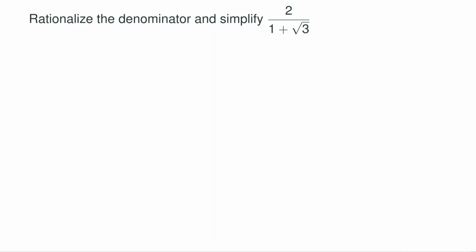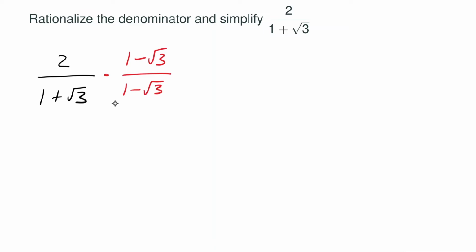Rationalize the denominator and simplify. In this expression, the denominator is not a rational number because of the square root of 3. So what we can do is, let me rewrite the expression first. We multiply by 1 minus square root 3 over 1 minus square root of 3. This is sometimes called a fancy 1, where 1 over 1 essentially simplifies to 1. So we're multiplying by 1, which means we're not changing the quantity, only changing how it looks.